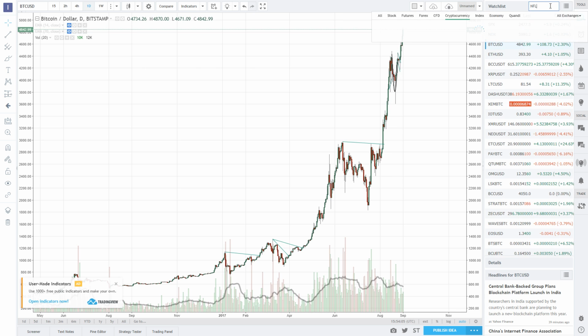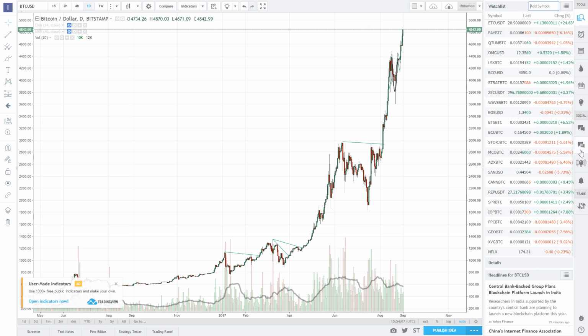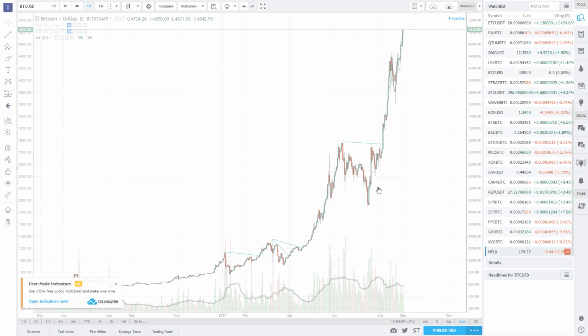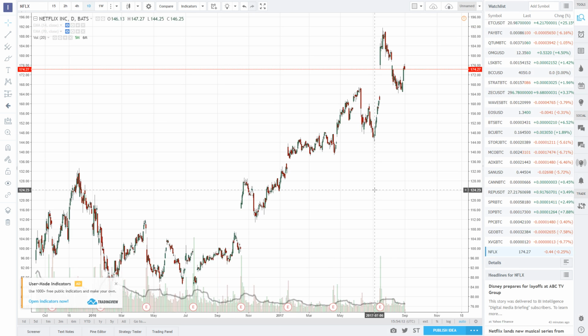Let's try Netflix. I don't actively trade Netflix. This could be a failed exercise, but let's pull up a chart of Netflix. So this is a chart of Netflix.